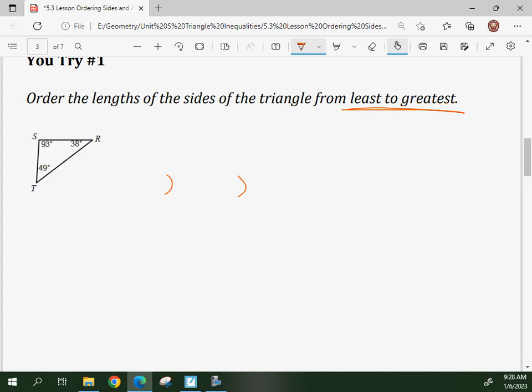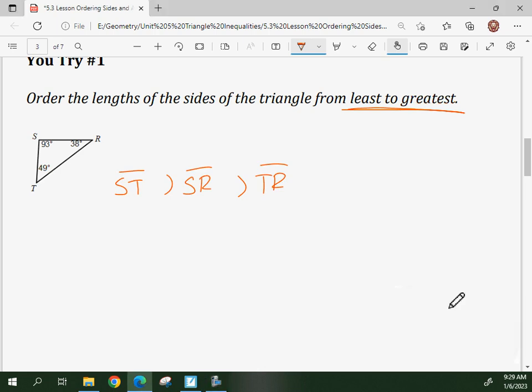So list these sides from least to greatest. Each side should be named using 2 letters. Do the best that you can. If you need help, ask. I'll have the answer here for you after you answer the question, so you can check to see if you got it right.